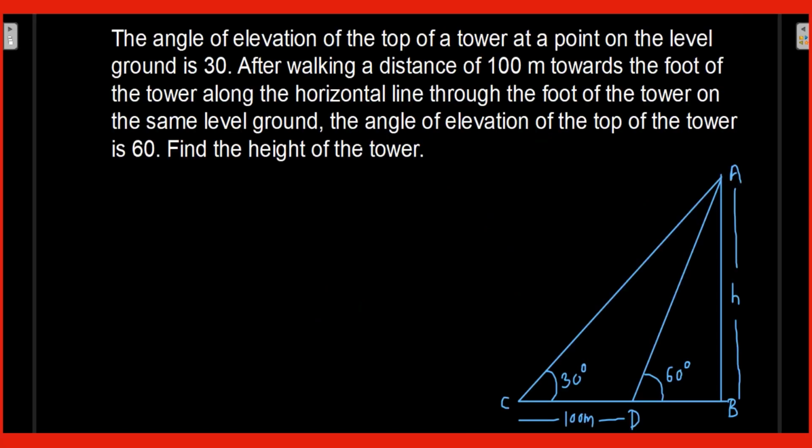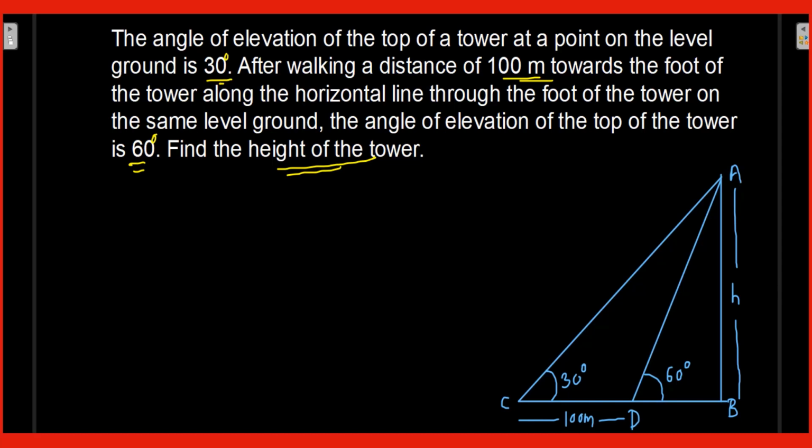So the question is that the angle of elevation of the top of a tower at a point on the level ground is 30 degree. After walking a distance of 100 meter towards the foot of the tower along the horizontal line through the foot of the tower on the same level ground, the angle of elevation of the top of the tower is 60 degree. Find the height of the tower.